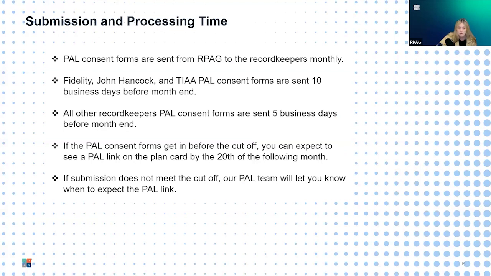So if your consent form is sent in before the cutoff, you're able to expect to see the PAL link by the 20th day of the following month. Again, by the 20th day, sometimes it is a little bit sooner, depending on record keeper. If the submission does not meet the cutoff, so if you submit it at the very beginning of the month, or maybe you miss the deadline for that specific record keeper, our PAL team will let you know when you're able to expect that link. Typically, it is going to be the month following.